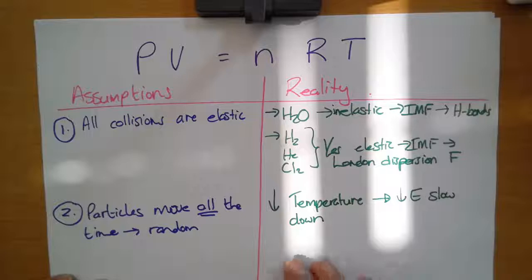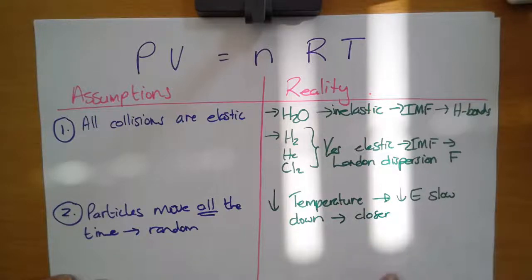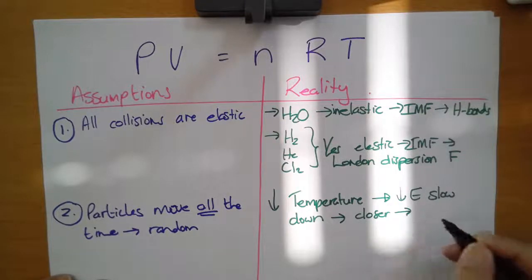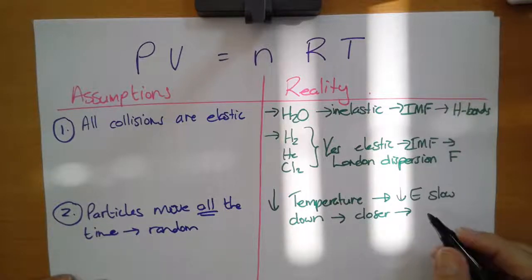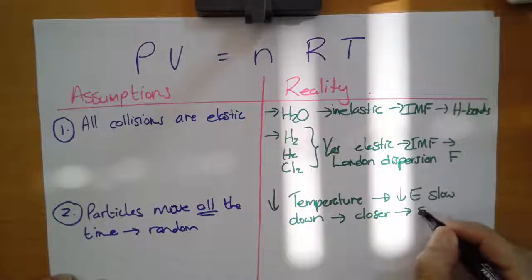So if they slow down, what's going to happen to them? They will be closer to each other. So what's going to happen to the collisions between them? Will they have less or more collisions if they're closer? Not really more. They won't really have more collisions because they're slower. But because they are slower, they're going to move closer, and that means they will start sticking.